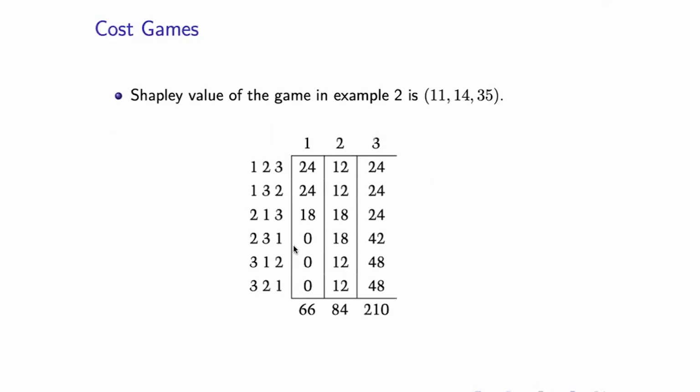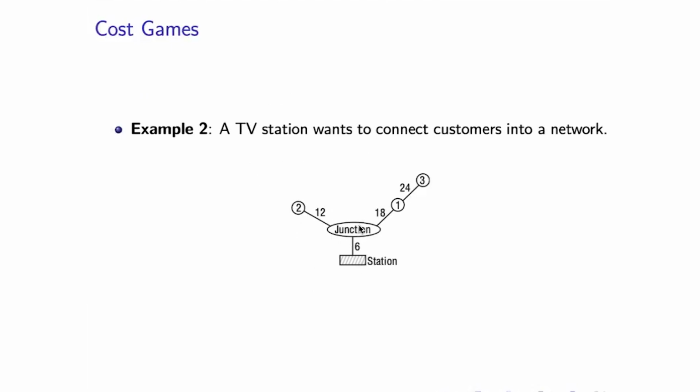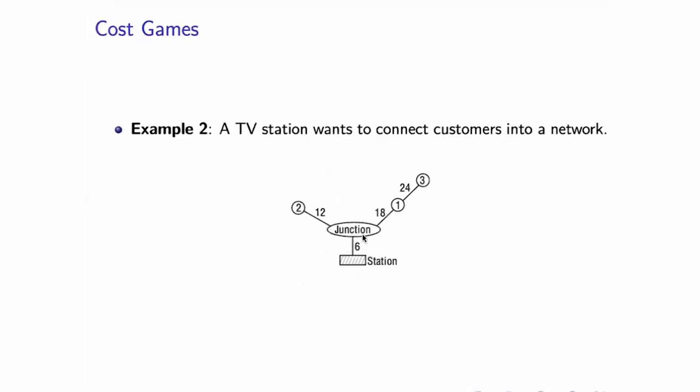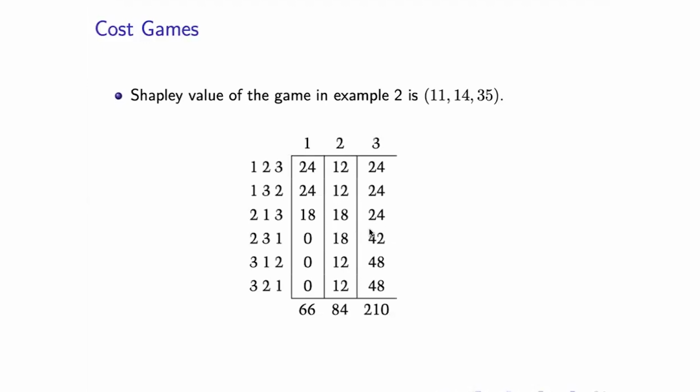What about 2, 3, 1? Well, in this case, first you have already built a connection to 2, which again is the same as before. So 18 is the cost because you have to build a connection from the station to the junction and the junction to 2. And then after that, you want to extend it to 3. So then you have to incur a cost, which is 18 plus 24. So 42 is the cost. But once you have already connected 2 and 3 to the station, then the connection to 1 is coming for free, right? So that's why it's actually 0, right?